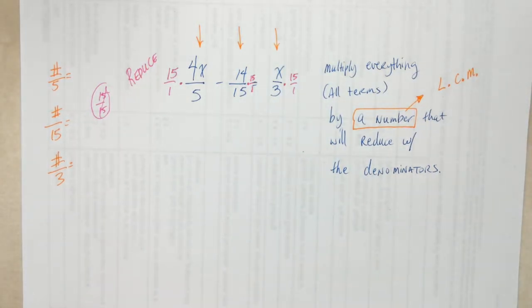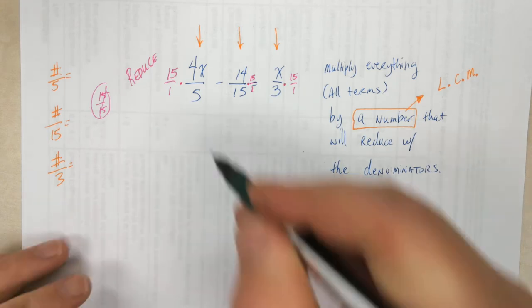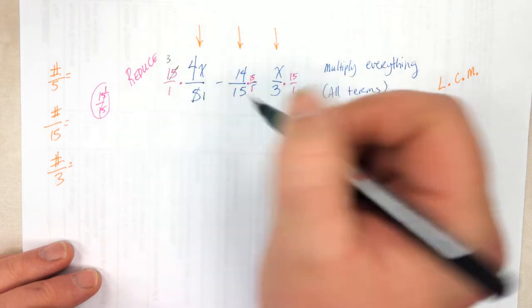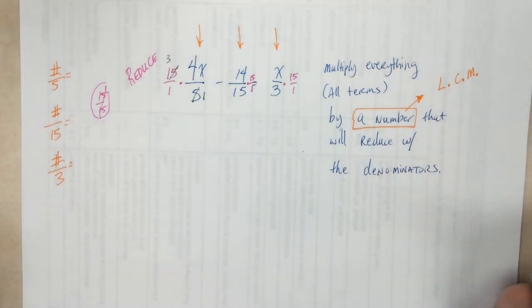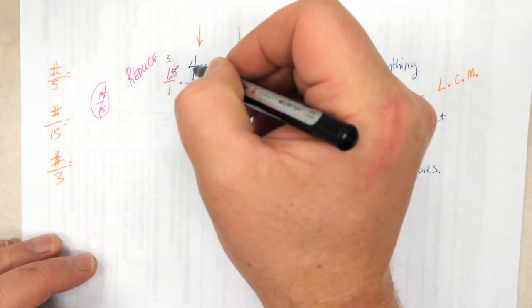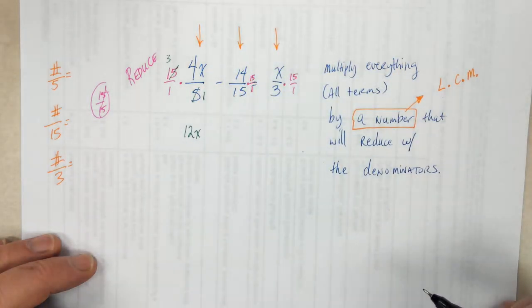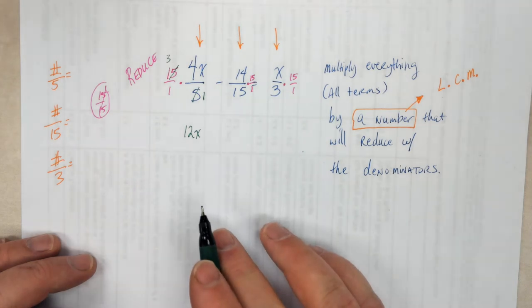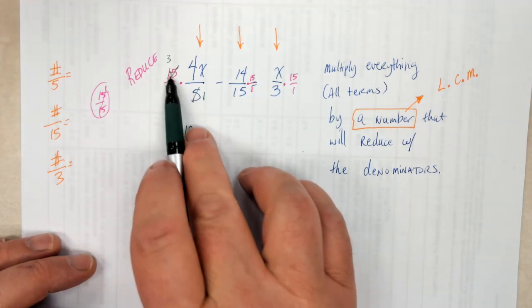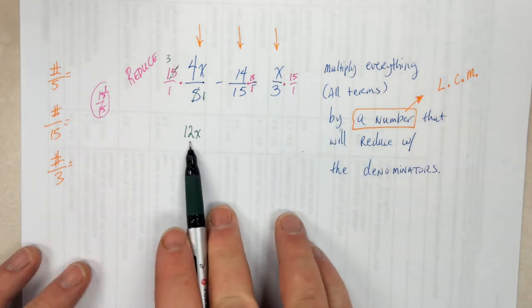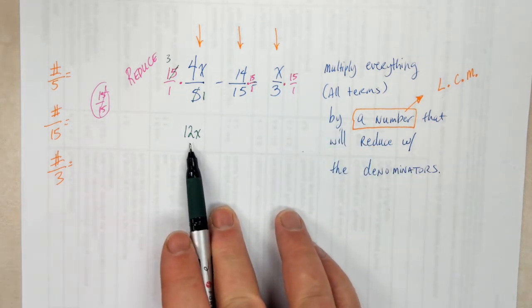Reduce. Because 5 goes into 15 three times. 5 goes into 5 one time. 3 times 4x is 12x. I don't want to do the rest yet. Do you see how that happened? 15 and 5 can be reduced, so I reduced by 5. And that's what you want. If you have no fraction left, you did it right.